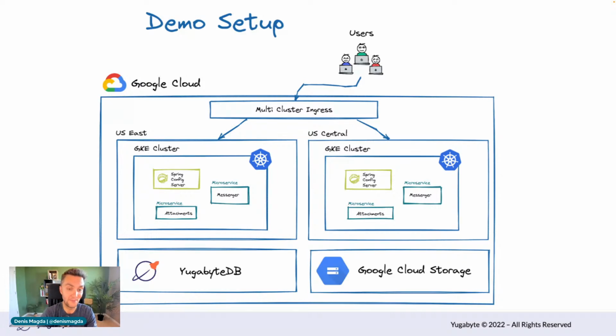So we will have basic messaging capabilities. We will have 2 microservices. One of the microservices is called Messenger. It provides the key feature so that users can exchange messages. And the second microservice is called Attachments. So if a user wants to share a picture, it will be possible to do that through that microservice.